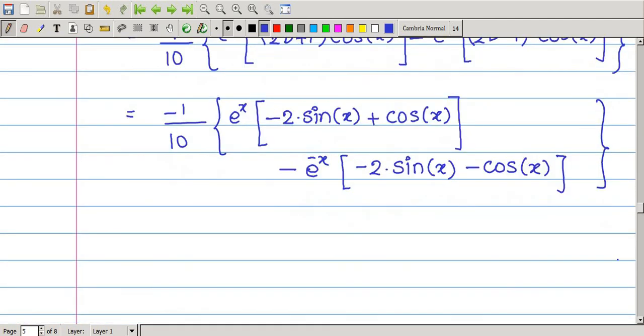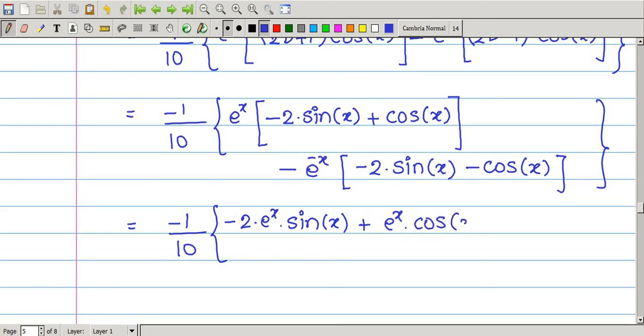So again we can take this minus sign outside. So it is equal to minus 1 upon 10 into minus 2 times e raised to x into sin x plus e raised to x into cos x plus 2 times e raised to minus x into sin x plus e raised to minus x into cos x.